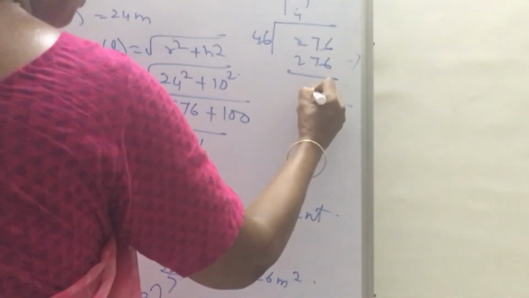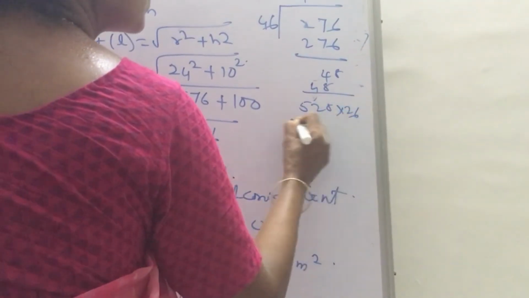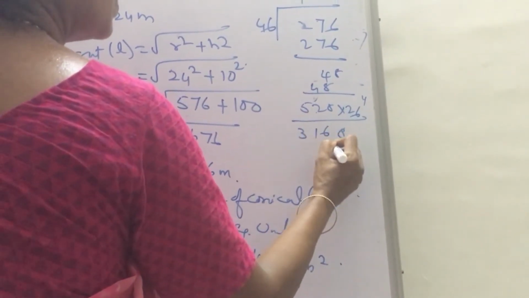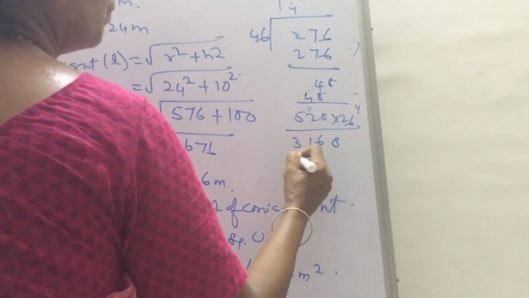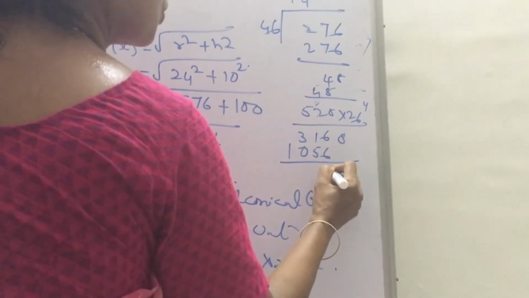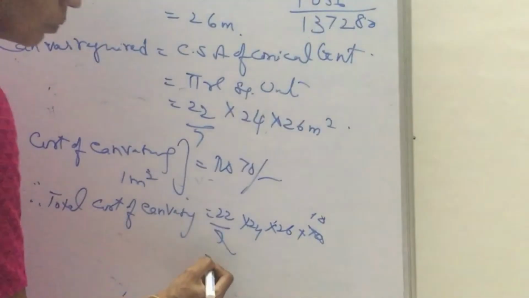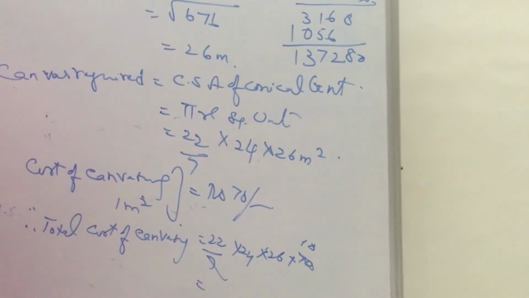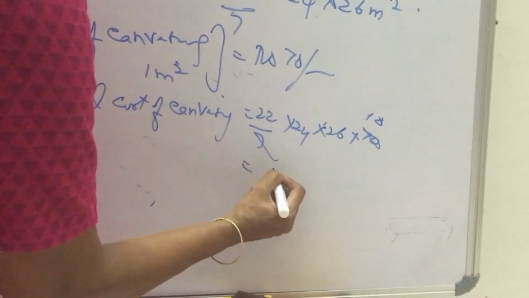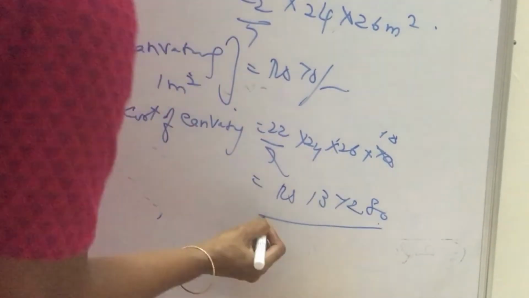22 into 24. 48. 48. 528 into 26. 48. 12. 16. 31. 16. 5. 10. 12, 7, 3, 0. Rupees 1, 3, 7, 2, 8, 0.